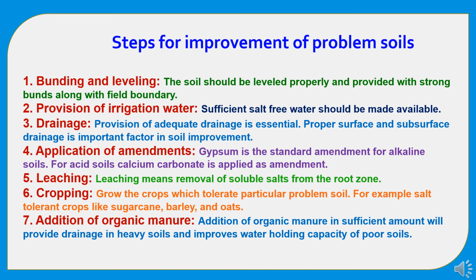And sixth, cropping. Grow crops which have tolerance in problem soils. For example, salt tolerant crops like sugarcane, barley and oats should be grown. And seventh, addition of organic manure. Addition of organic manure in sufficient amount will provide drainage in heavy soils and improve the water holding capacity of poor soils. So these measures can be followed for the improvement of problematic soils.